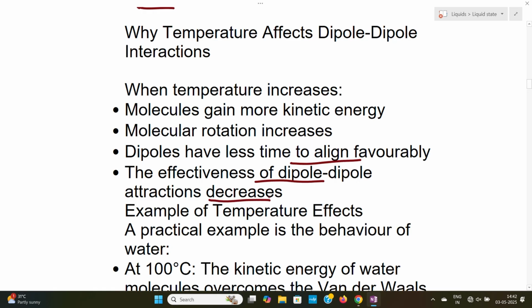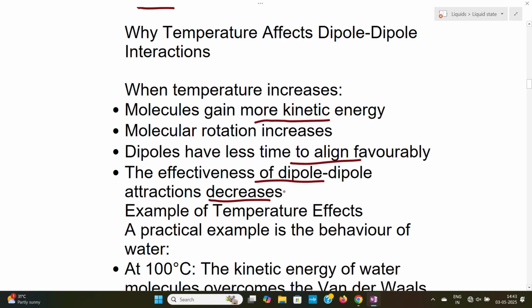So when the temperature increases, the molecules gain more kinetic energy, therefore molecular rotation increases. Since the molecular rotations are increasing, the dipoles cannot align easily. Therefore, the effectiveness of dipole-dipole interactions decreases with increasing temperature.